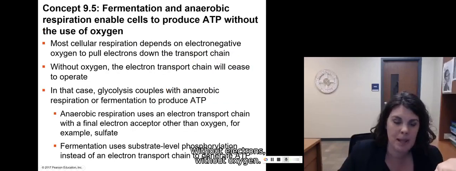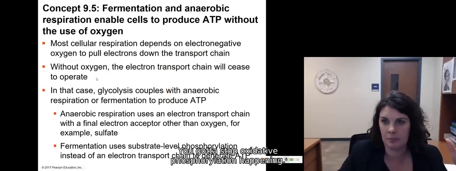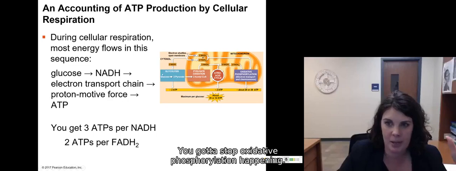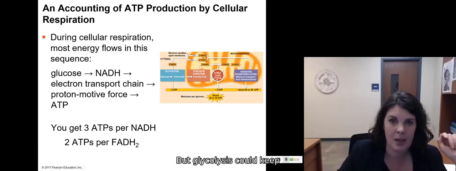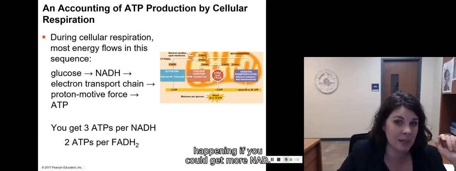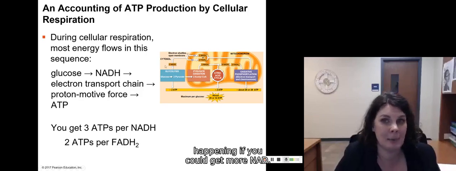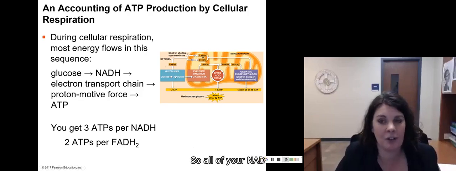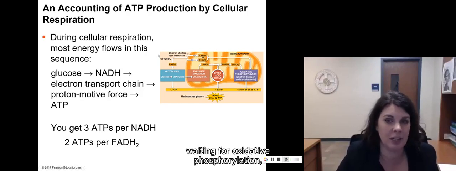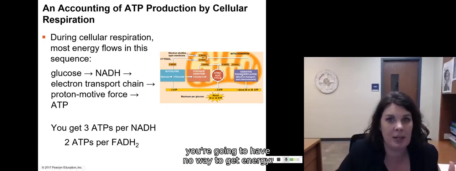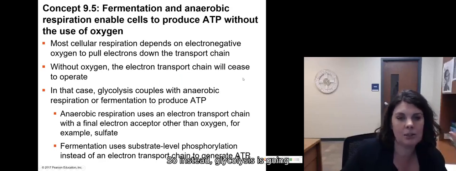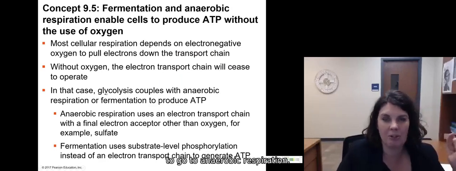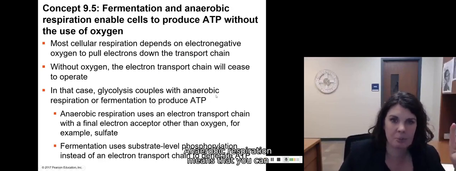So without oxygen, you're going to stop oxidative phosphorylation from happening. You're eventually going to back up and stop the citric acid cycle from happening. But glycolysis could keep happening if you could get more NAD. So all of your NAD is turned into NADH waiting for oxidative phosphorylation, and your cell's going to have no way to get energy. So instead, glycolysis is going to go to anaerobic respiration.